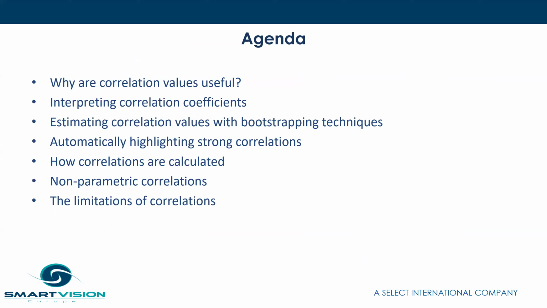So we're going to start off talking about why correlation is useful, then we're going to look at how we interpret the results of it. Then we're going to look at doing some additional things like estimating correlations with bootstrapping, and also how to get SPSS to highlight the most important or the strongest correlations for you. We'll show you how correlations are calculated, talk about how you can use correlations with things like rating scales or non-linear data. Before we finish up, we'll put a few caveats around the concept of correlation and remind ourselves of the limitations of them.